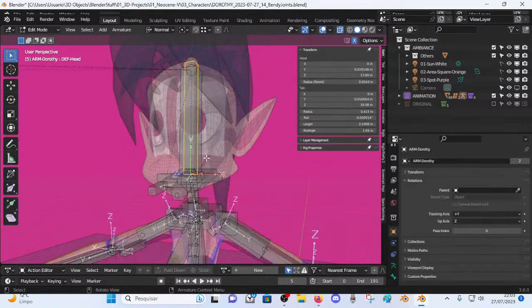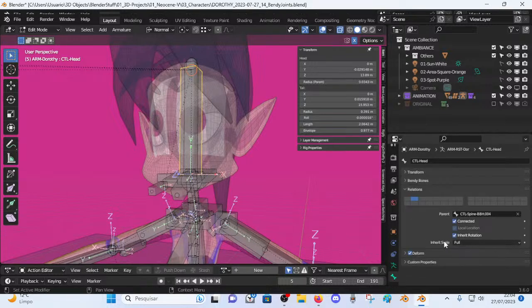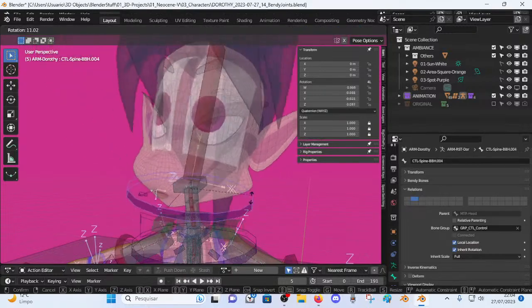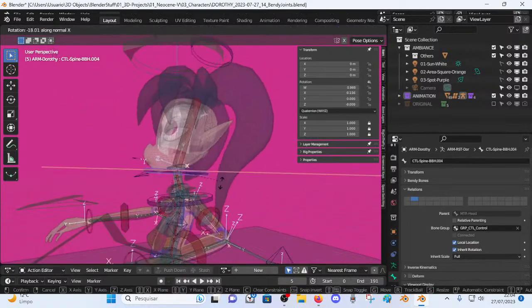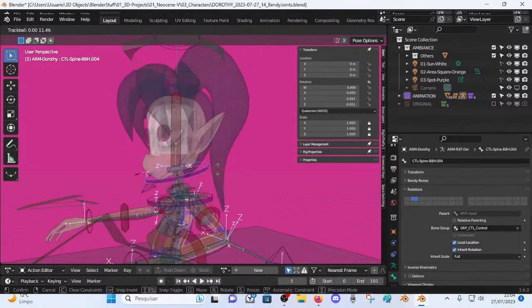and both the def head bone and its control head bone will both be parented to the same handle, which is this one. And so, as you see, this allows me to separately rotate the head in any way.